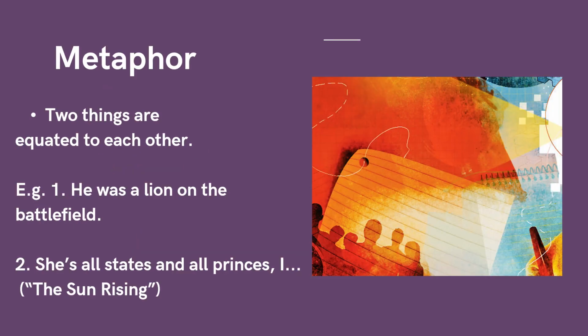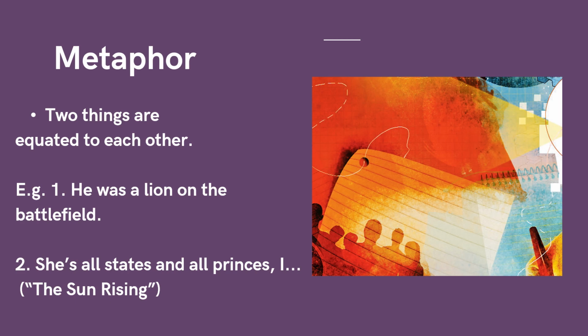The next one is a very important figure of speech, that is metaphor. Metaphor itself is a comparison. Two things are equated to each other. That is, one thing is equated or equals to the other. For example, he was a lion on the battlefield. And what's the meaning of this sentence? He was a lion on the battlefield. It means that the hero was equal to a lion on the battlefield. He is equal to a lion.